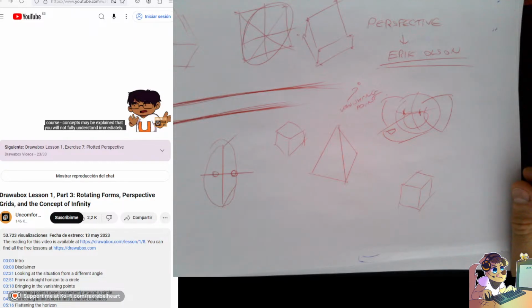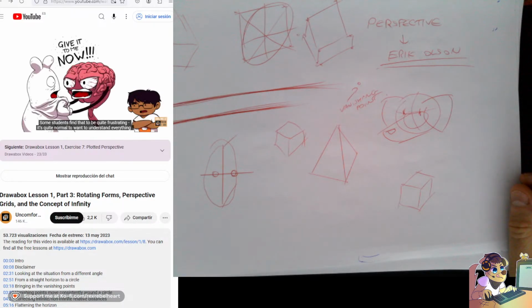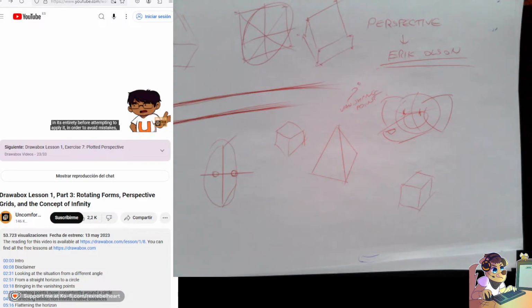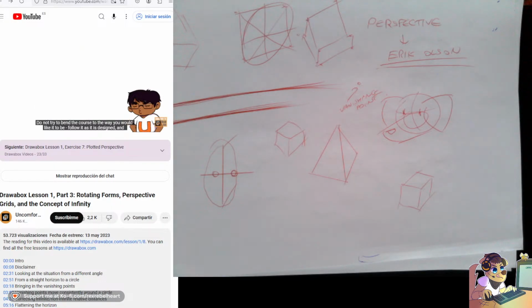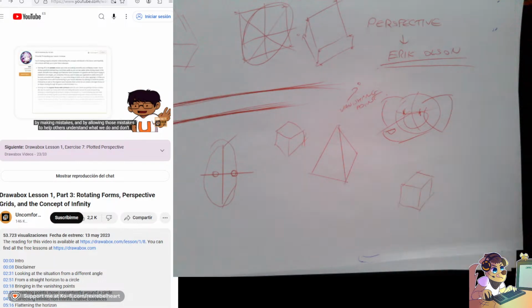Concepts may be explained that you will not fully understand immediately. Some students find that to be quite frustrating. It's quite normal to want to understand everything in its entirety before attempting to apply it, in order to avoid mistakes. But as I explain at length in Lesson 0, this is how the course is designed. Do not try and bend the course to the way you would like it to be. Follow it as it is designed, and accept that concepts will be understood gradually by doing the exercises, by making attempts, by making mistakes, and by allowing those mistakes to help others understand what we do and don't quite grasp so they can fill in the gaps.